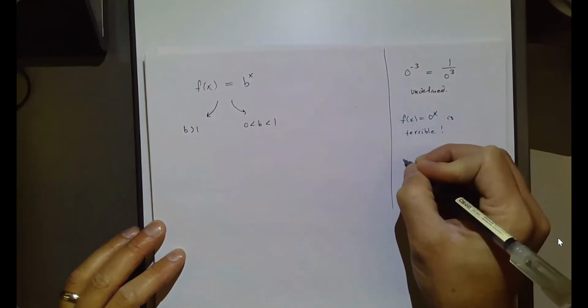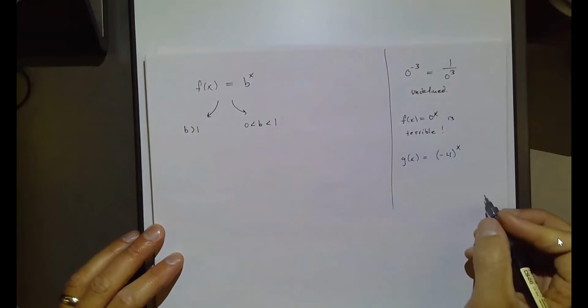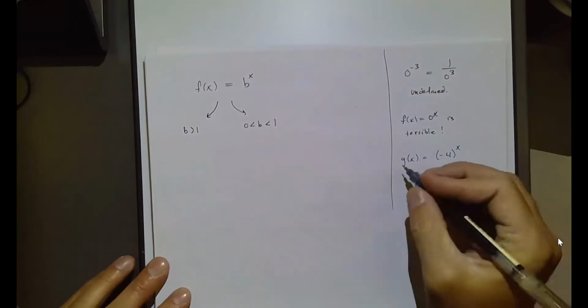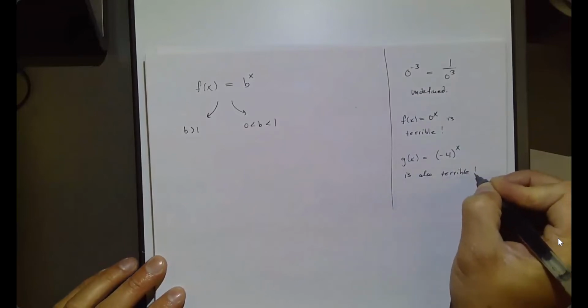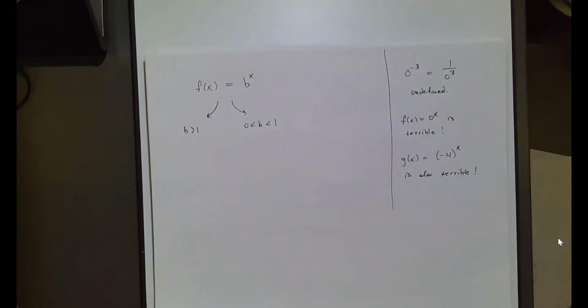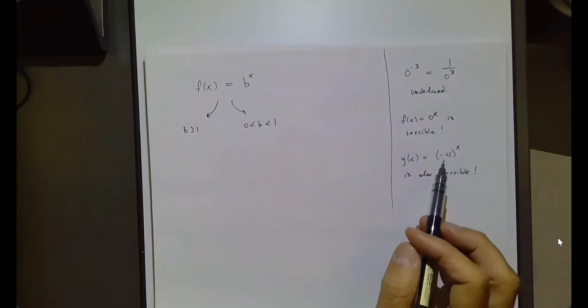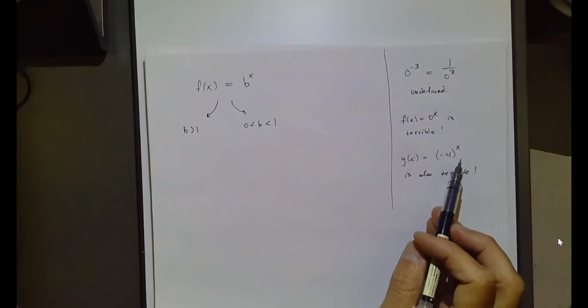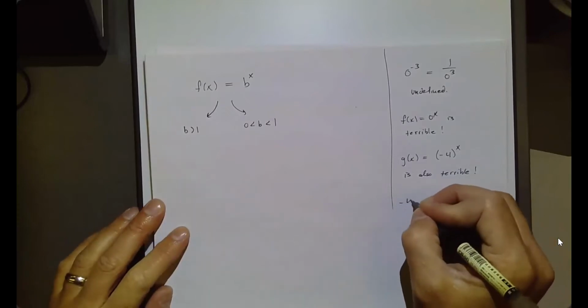For a similar reason, a negative base is also terrible. I should be more specific: I'm saying terrible when I should be saying problematic because it's undefined in some places. We would like our exponential functions to be defined everywhere, to have a domain that is everything. That's not true if you have 0 to the x. You can't have x be negative. It's also not true here. -4 to the x is undefined for certain values of x, like if x was 1/2. What's -4 to the 1/2 power?